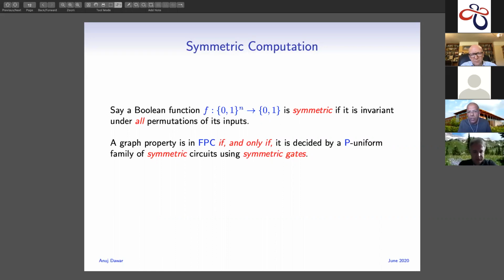As long as your circuit is symmetric, these are two different uses of the word symmetric. But as long as your circuit is symmetric, in the sense it has automorphisms for all permutations of the vertices on the input, you don't go beyond the power of FPC. So it's a very robust class. And what I would say is it defines the natural notion of polynomial time symmetric computation.